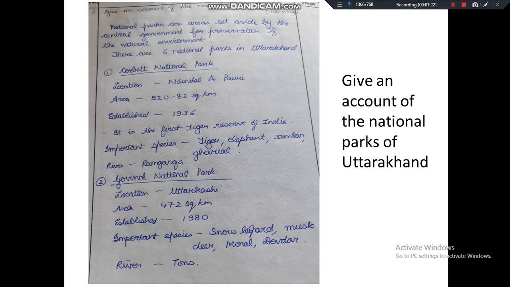Second is Govind National Park. The location is Uttarkashi, area 472 square kilometers. It was established in the year 1980. Important species: snow leopard, musk deer, monal, deodar, which is a tree. I have written important species in which I have mentioned animals as well as plants. Whatever is important in that particular national park, I have mentioned that. And it is situated on River Tons.